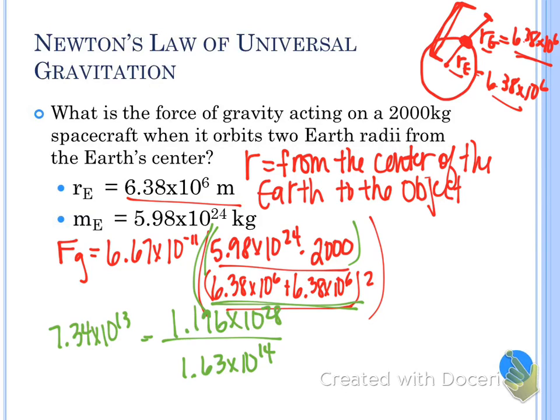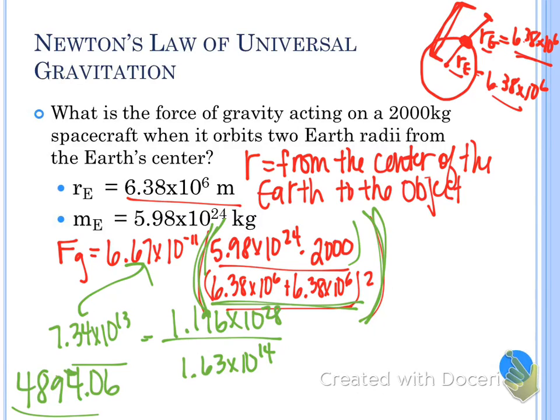Okay, so that whole term right there is 7.34 times 10 to the 13th. After that, I'm going to multiply it by my G, 6.67 times 10 to the negative 11th, and I get a value of 4894.06, a little bit differently this time, just a rounding thing, but we're somewhere around 4,900 newtons, which is what we want. Okay? And that is it. That's where we're going to stop with notes for today.